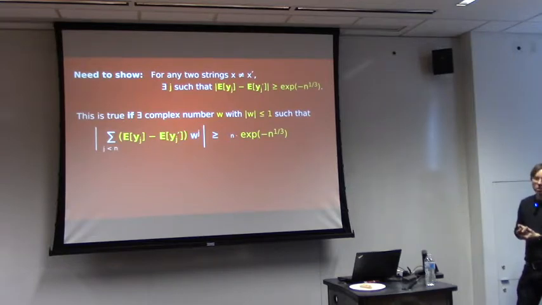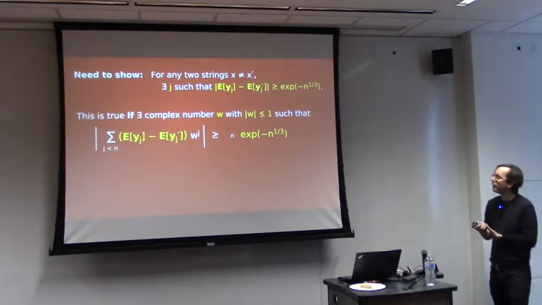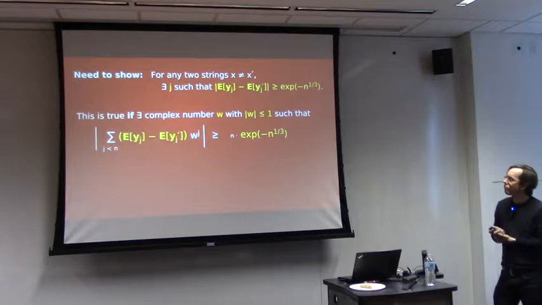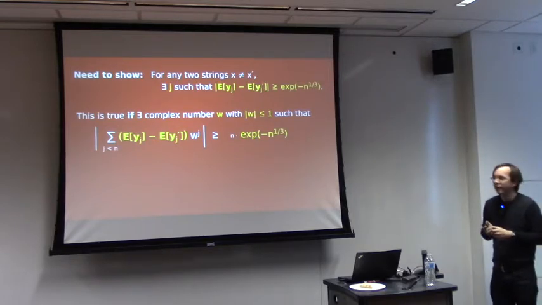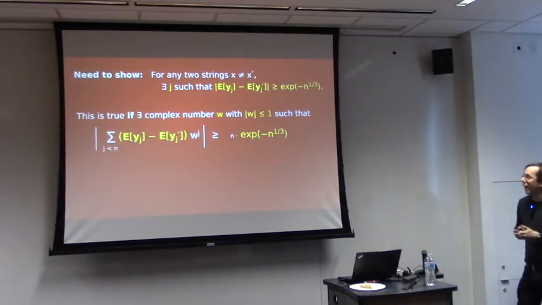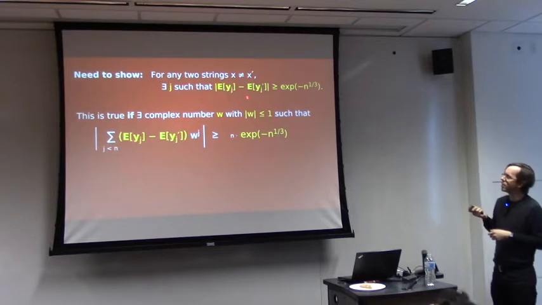Now here's the funny move. This is a crazy move that we'll insert. So I claim that this is true if there's some complex number w of magnitude at most 1 such that this inequality holds. And I guess let's just look at why this implies this.